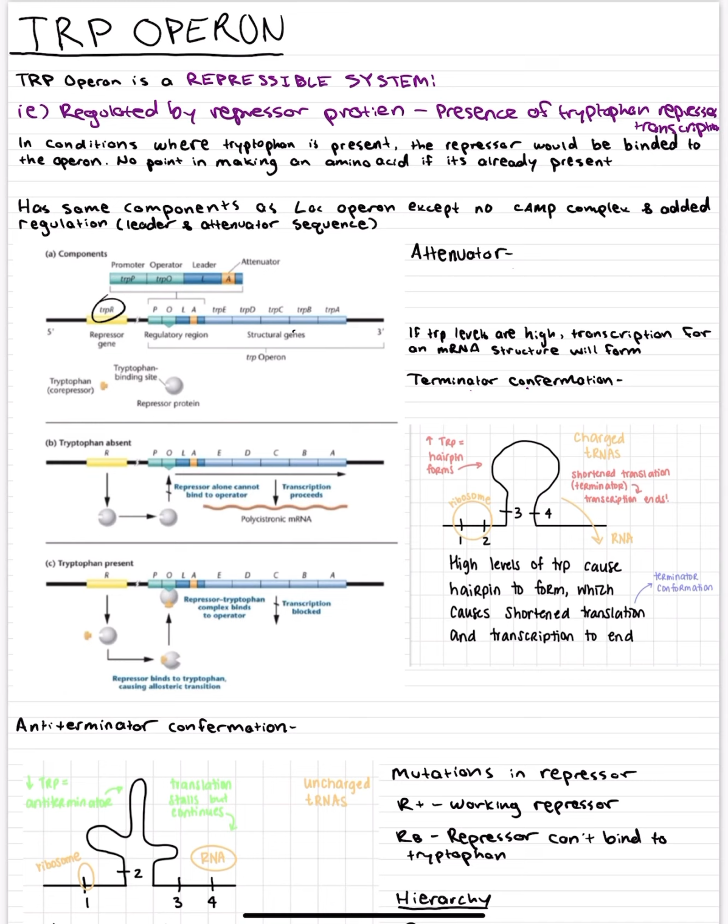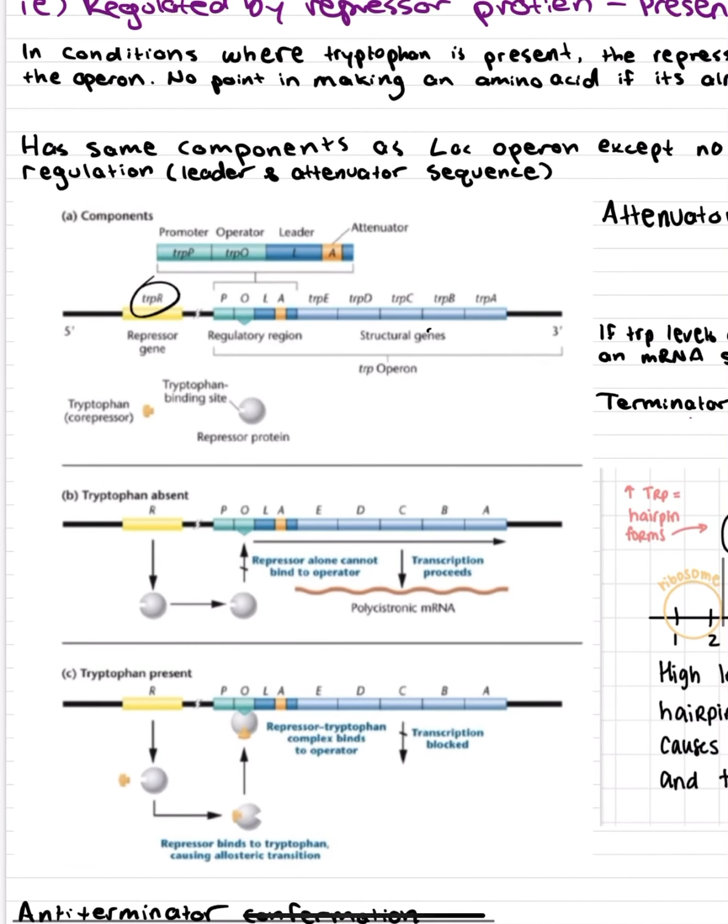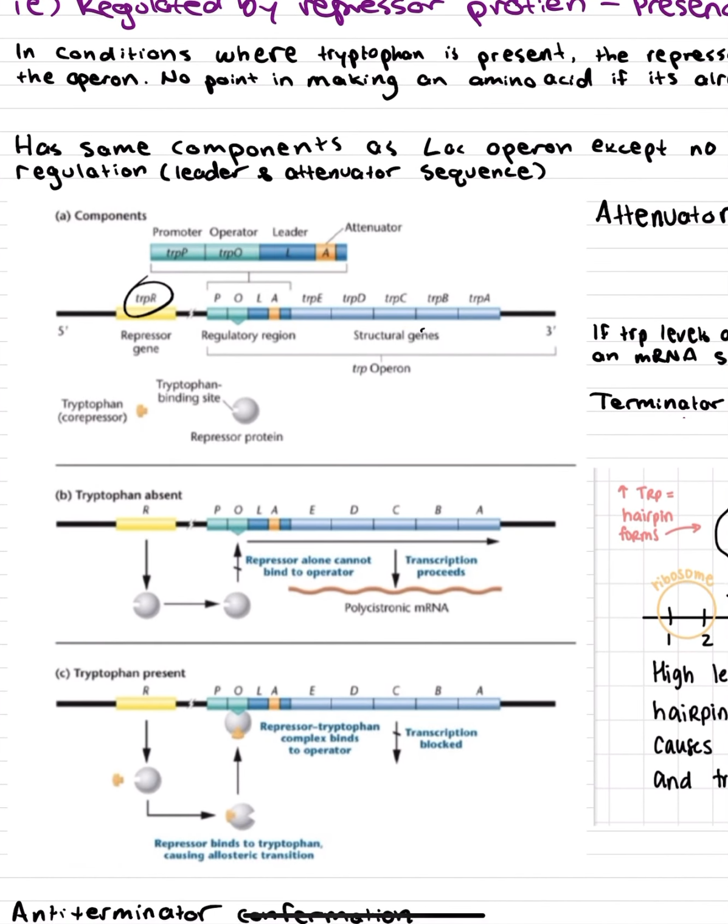Now, this operon has similar components to the lac operon, except that it doesn't have the CAMP complex, and it has added regulation, such as the leader and attenuator sequence. So, if we look at this image here, we see we have the repressor gene, and similar to the lac operon, it's not a part of the actual operon. It is upstream from it, and this will produce a repressor protein.